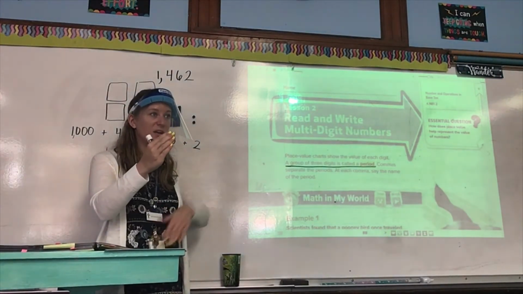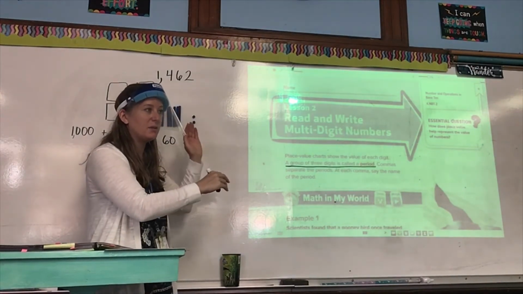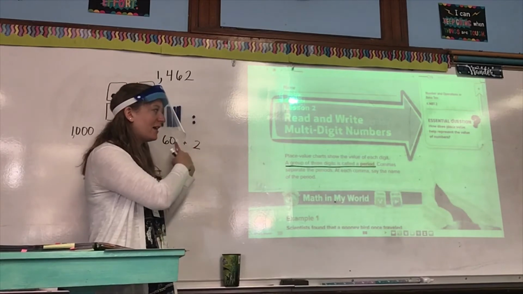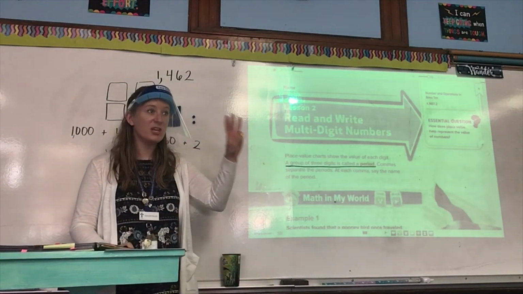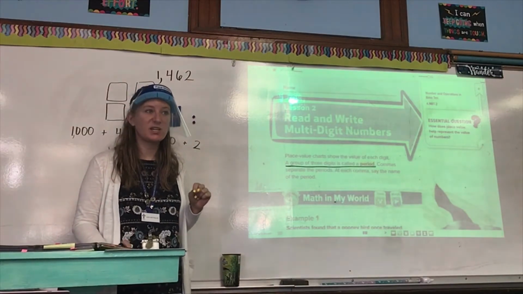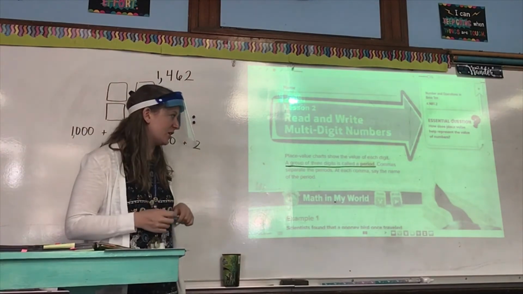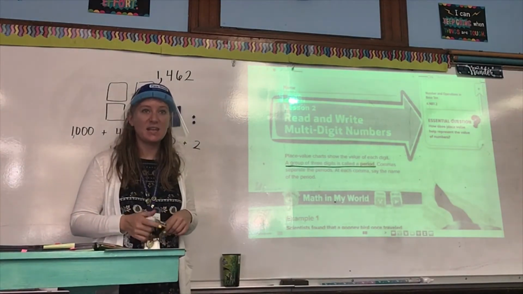So between the ones period and the thousands period, there's a comma. Between the thousands period and the millions period, there's a comma. And then every place after that. So that means every 3 digits, we put a what? Every 3 digits, what is our number going to have? Cullen? A comma. Very good. At each comma, we say the name of the period.